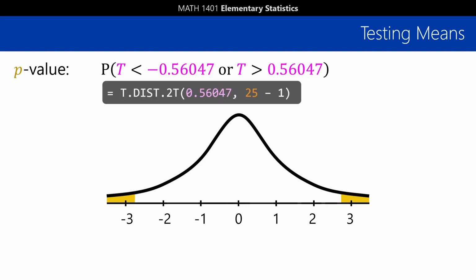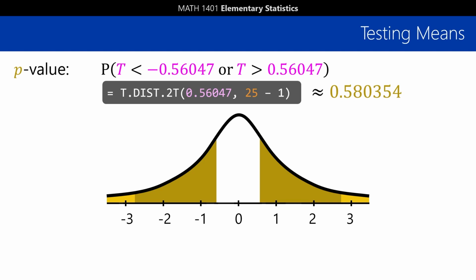0.56. Excel has a nice built-in function to handle two-tailed t-tests, T.DIST.2T. Just make sure you put a positive number for the test statistic, otherwise it'll give you an error. And don't forget the degrees of freedom, which is your sample size, 25, minus 1. So when we do the calculation, we get about 0.58.